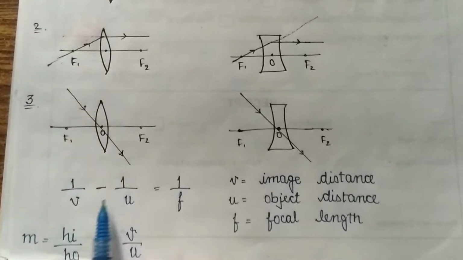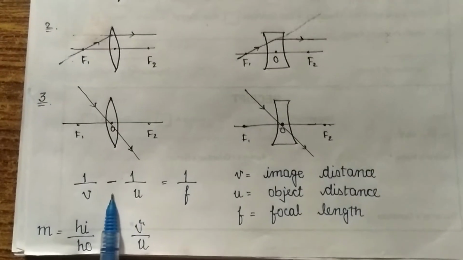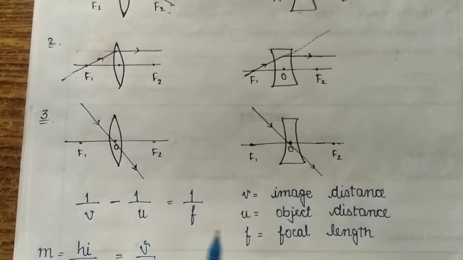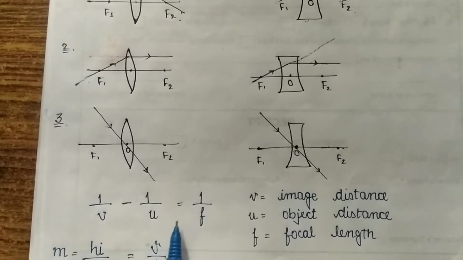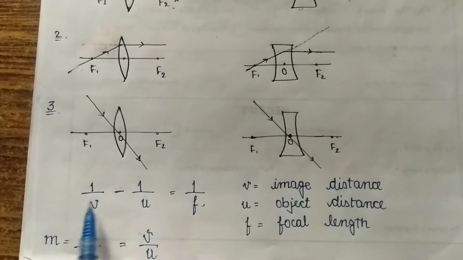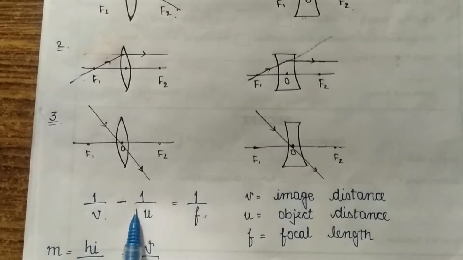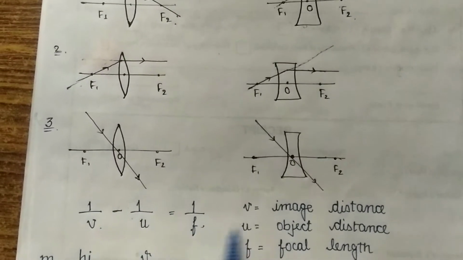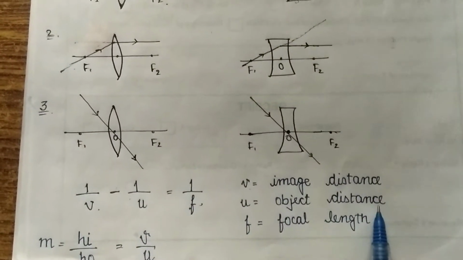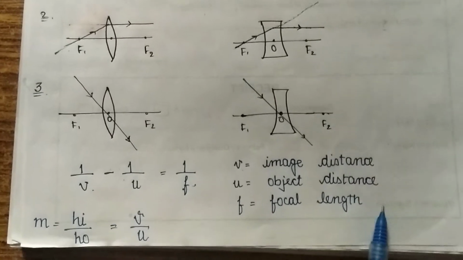Now we will learn the formulas for lens. 1 by v minus 1 by u is equal to 1 by f. You have to remember that the mirror formula is 1 by v plus 1 by u is equal to 1 by f, and in lens it is 1 by v minus 1 by u is equal to 1 by f, where v is the image distance, u is the object distance, and f is the focal length.